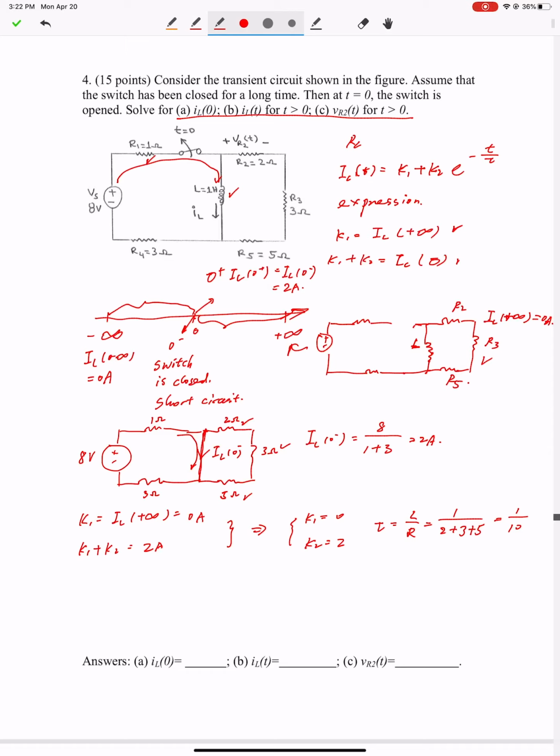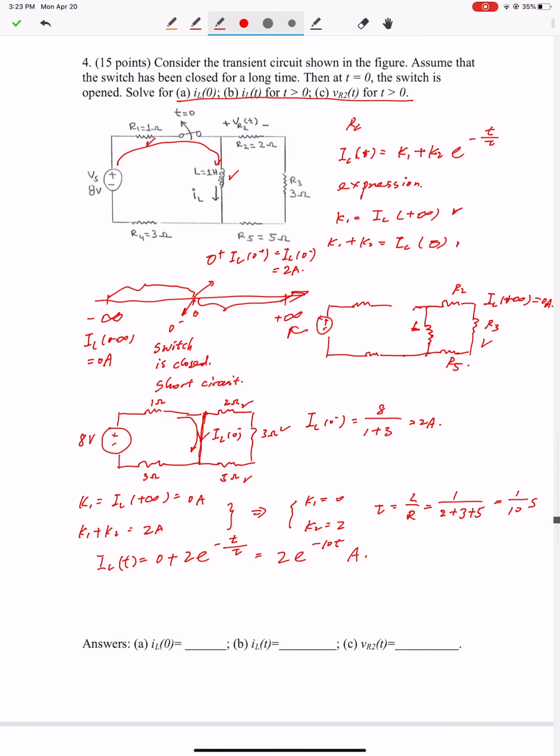Okay, so that's the value for time constant tau. The unit is second. So now we can say we finally find the expression of ILT. That should be K1 is 0 plus K2 is 2 times e to the power minus t over tau, which equals 2 times e to the power minus 10t. Unit is amp.